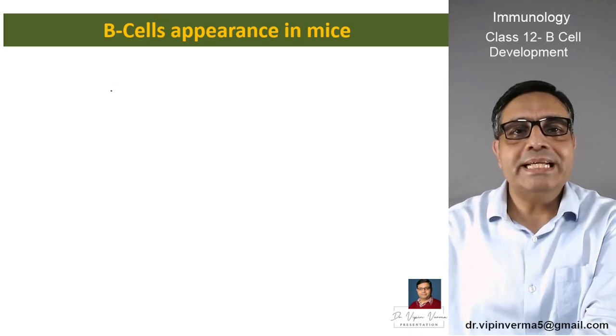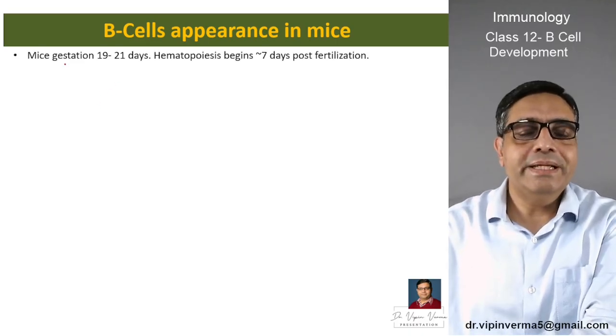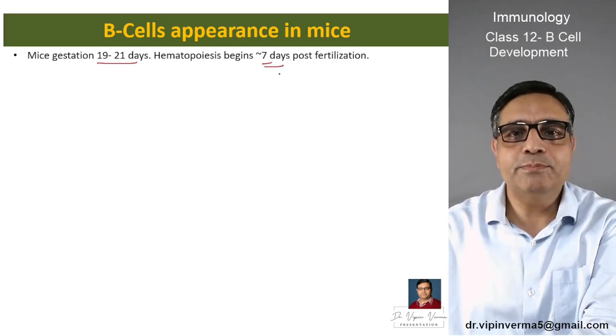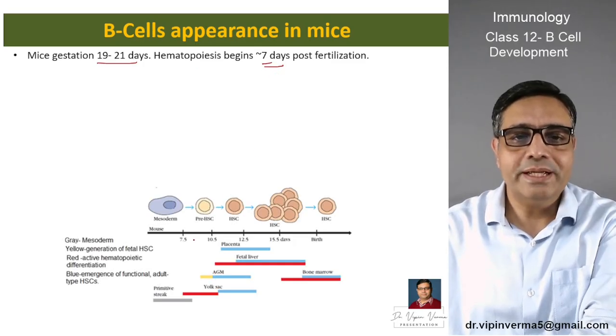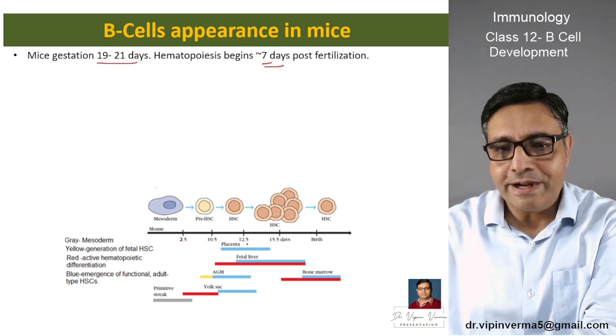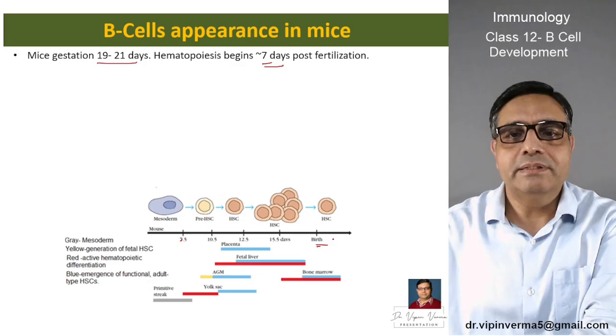Now, if we look at the appearance of B cells in mice, the gestation period in mice is 19 to 21 days, and hematopoiesis begins around 7 days post fertilization. Okay, you can see this is the timeline here. This is 7.5, this is 10.5 days, 12.5 days, 15.5 days, and then this is the birth.